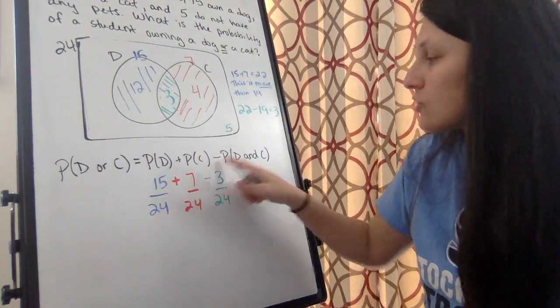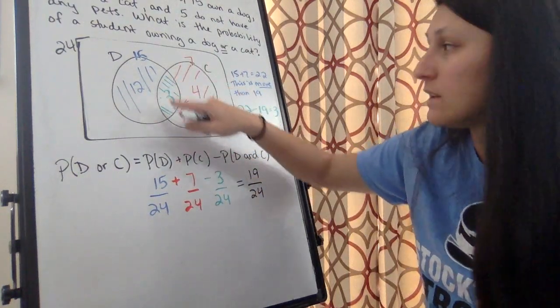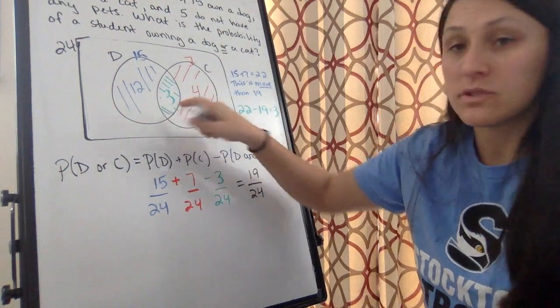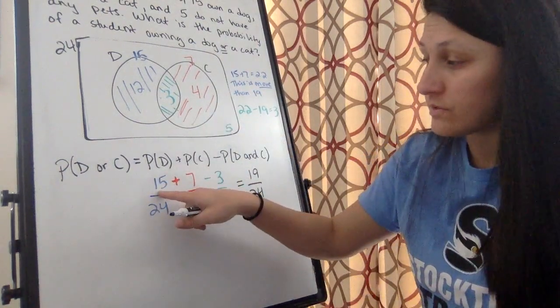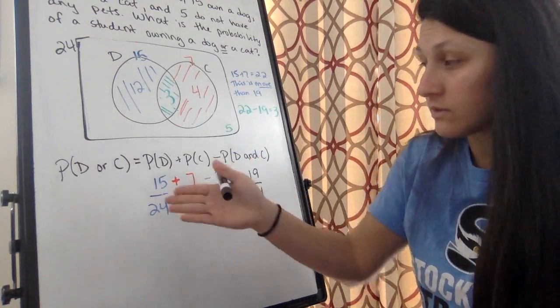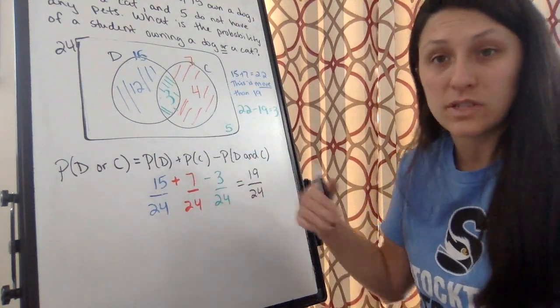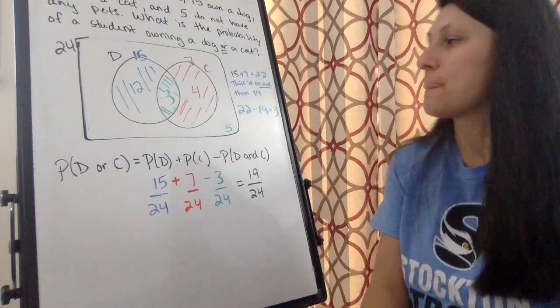So then if you just subtract the intersection, what both sets have in common, then you'll make sure you only count those 3 students once. Because right now, those same 3 students are counted in the 15, and those same 3 students are being counted in the 7. But we only wanted to count them once. So we'll just subtract it to make sure that we're not double counting the same people.